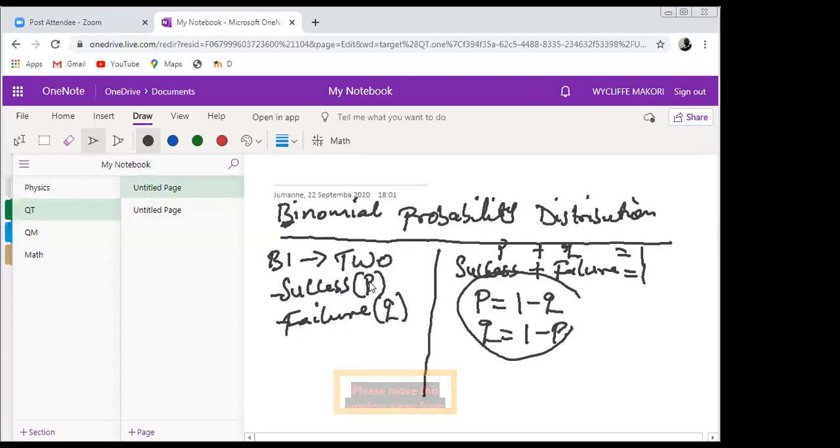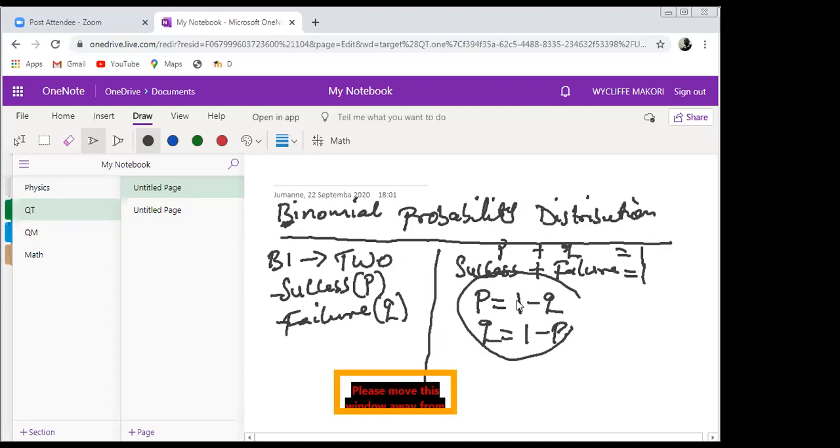The success is normally denoted by P, and the failure is normally denoted by Q. From what we know, the probability of an event happening, that is the probability of a successful event, plus the probability of the same event not happening, which is the failure, if you add the two probabilities, they should add up to 1. Therefore, P plus Q is equal to 1. From this equation, P is equal to 1 minus Q when you take Q to the other side, and Q is 1 minus P when you take P to the other side. That is the starting point.